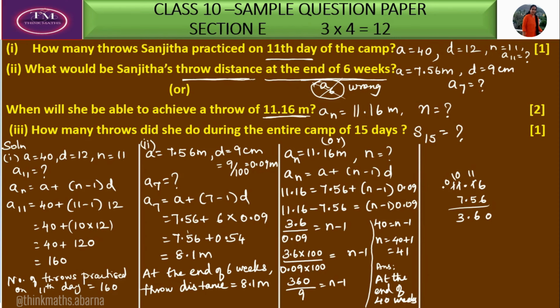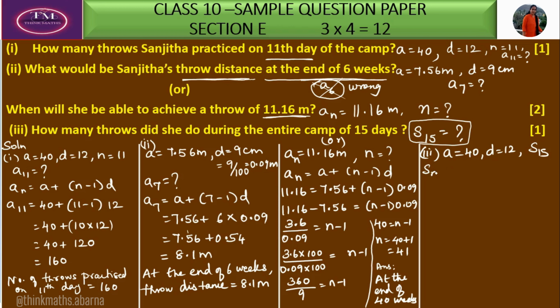So moving on to the last part. Before that, let me erase this calculation. What is the last part? How many throws did she do during the entire camp of 15 days? So it is about throws. We have to take the data about throws from the first question. They are asking for S15, summation of 15. So take the data of throws: a is equal to 40, d is equal to 12, and we have to find out S15.